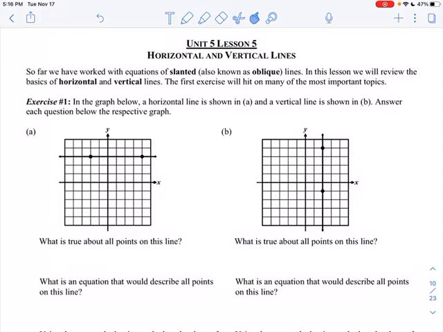Hi everyone, this is Unit 5, Lesson 5, and today we're going to talk about horizontal and vertical lines. All the lines we've talked about so far were slanted. Those are also known as oblique lines, and today we're going to talk about horizontal and vertical lines.